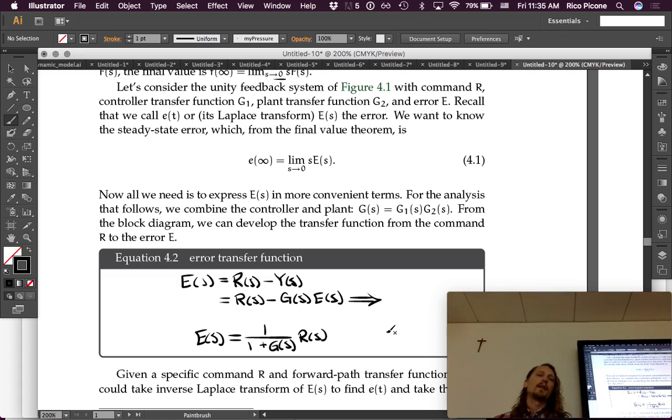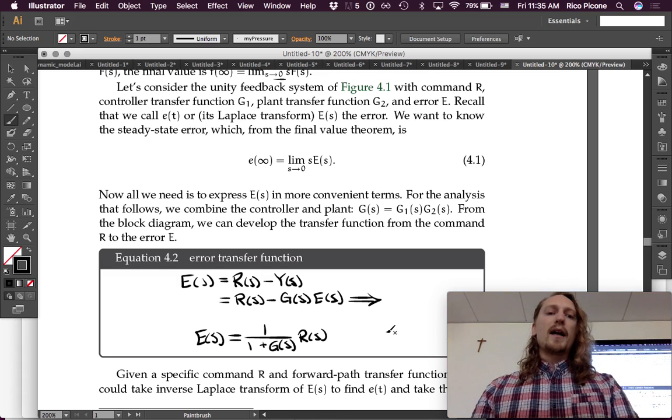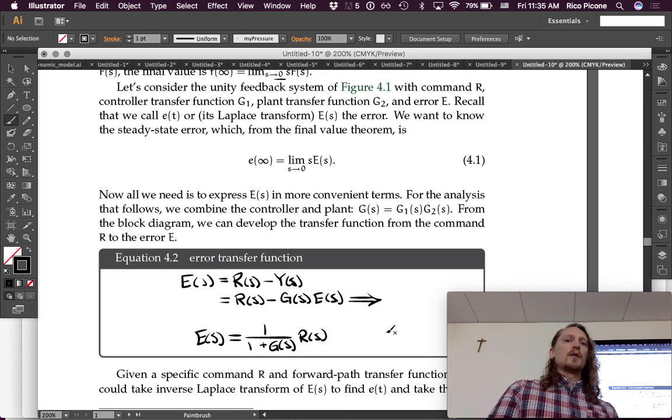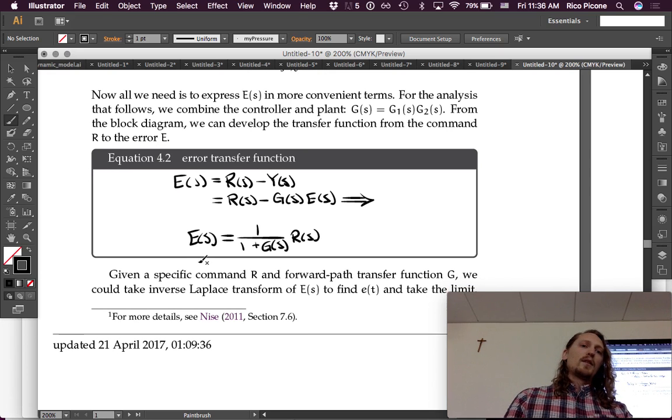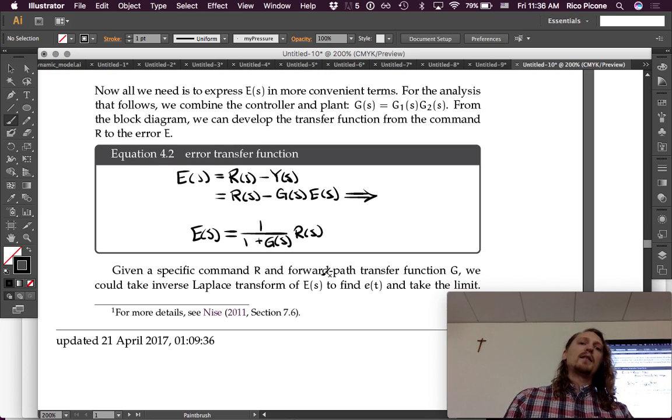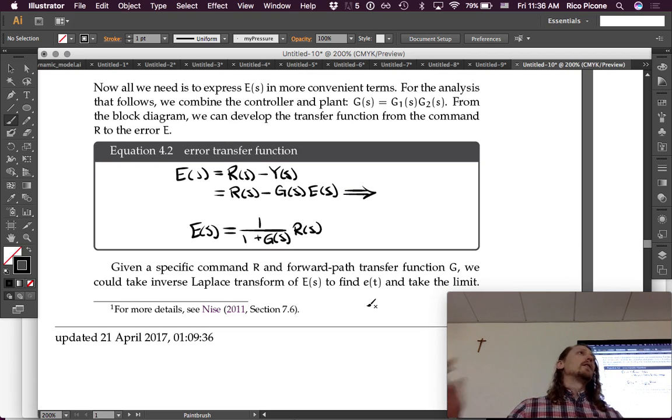Now obviously we want the error to be 0, and that is the analysis that we're going to do. What is the error actually going to be for different commands R? Given a specific command R and forward path transfer function G, we could just take the inverse Laplace transform of E of s to find E of t, and then take the limit as time goes to infinity and find out what the final value is.